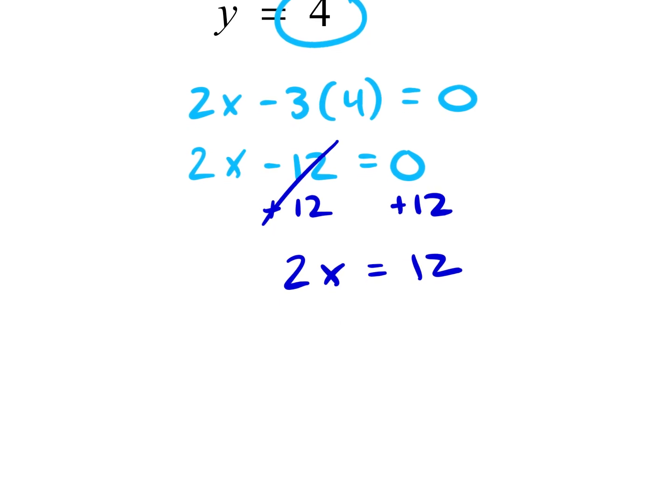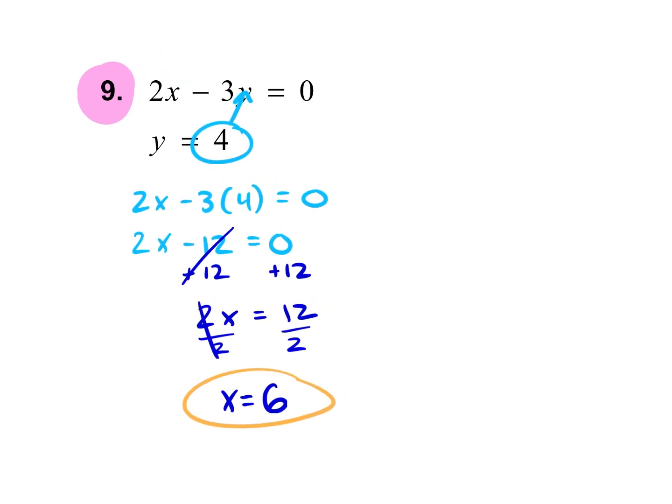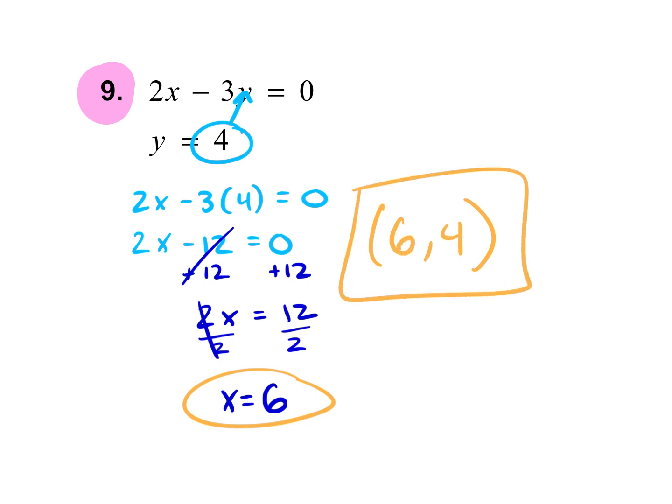What would I do next? Divide both sides by 2. So what does x equal? 6. So x is equal to 6. What do I have to do next? Do I have to plug it in? No, I already know what y is, so I don't have to plug it in here. If we plugged it into the first one, you'll get 4. But just save yourself the work if it already gives you one of the answers. What would my answer be? 6 comma 4. Awesome.